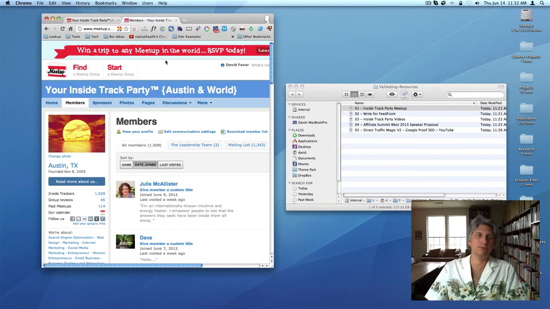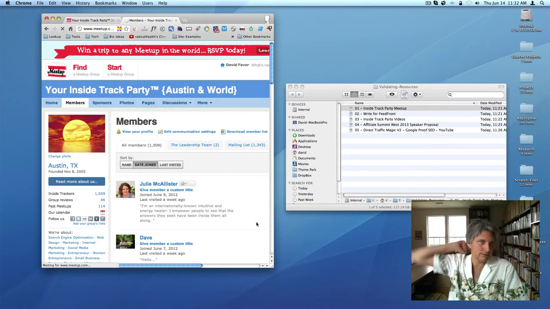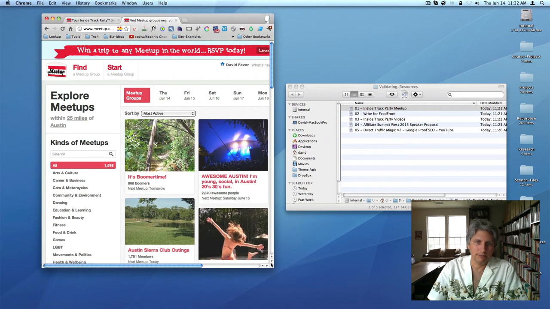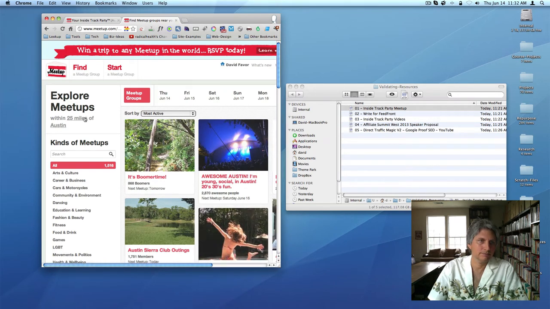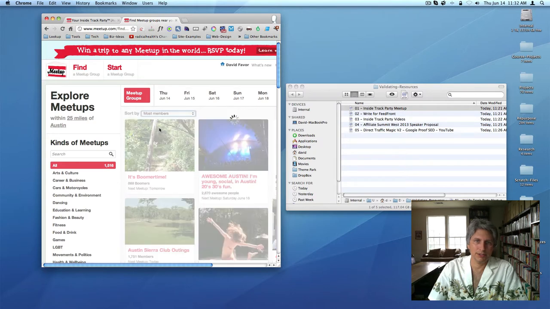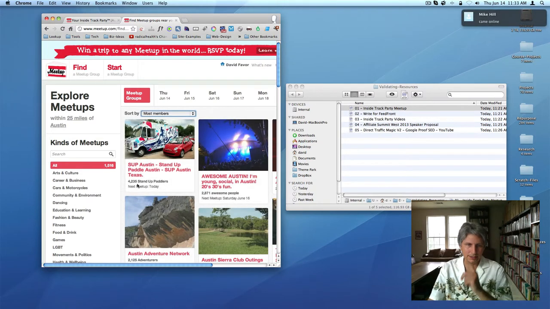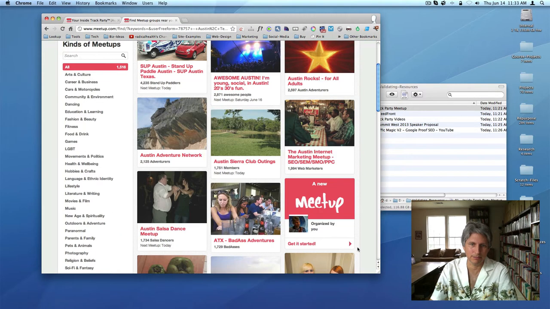So the thing about meetup is, in fact, let's go look at meetup here. And in the Austin zip code, let's see how many meetups there are. Explore meetups within 25 miles. You know, that meetup keeps changing their interface here. You can do it, meetup. Come on. Hey, take a look at this. There's, give you an idea of all the random meetup groups.